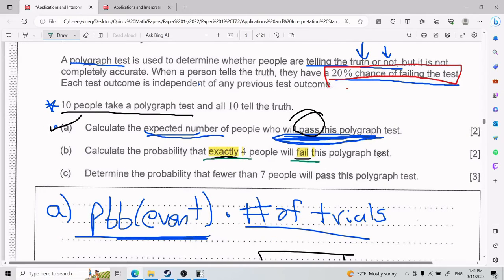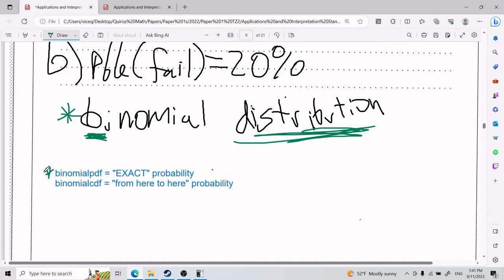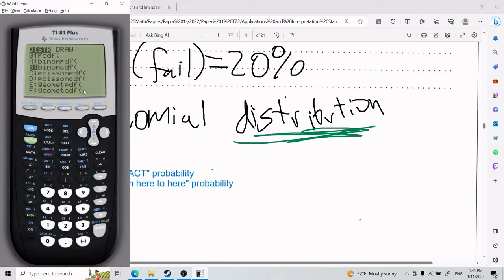Okay, so part B is asking us to calculate the probability that exactly 4 people will fail this polygraph test. I identified it's a binomial distribution. I know which tools I have because I've studied a lot: PDF or CDF. And I know the intuition, that PDF is for exact probability, the first one on my list. So I'm going to go ahead and press PDF and see what it asks for.